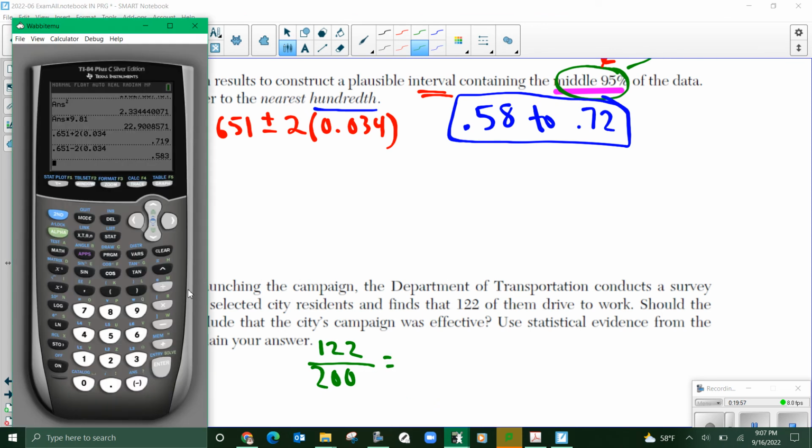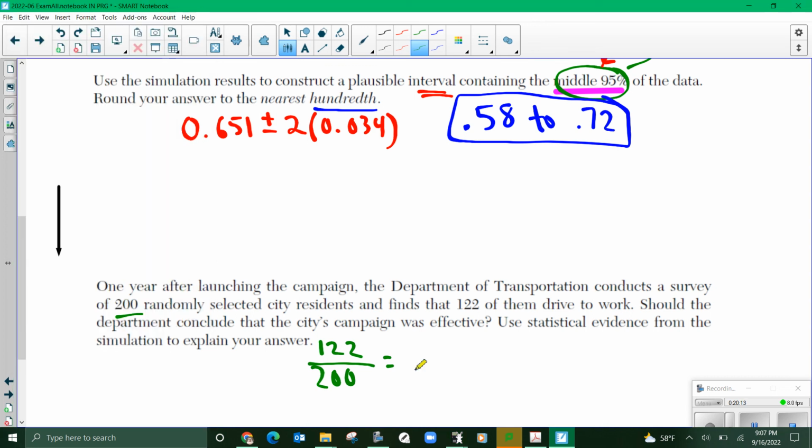Again, we don't need that big, long chart thing with all those 400 dots. 122 divided by 200. Up 200, not 20. So 200, the decimal will just slide one more place. 0.61. 61% of people still drive to work.